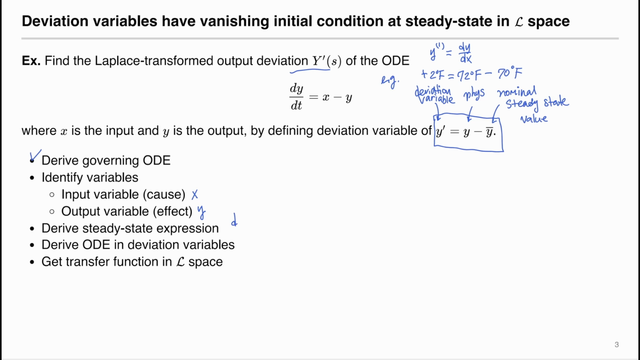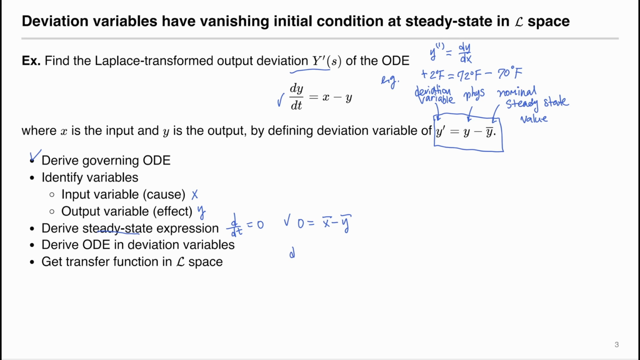So at steady state, all time dependence goes to 0, and therefore dy/dt equals 0. So we have 0 equals x minus y. And because it is a steady state, all variables will be at nominal steady state values, so we will have x bar and y bar. Then we can derive the ordinary differential equation in deviation variable by subtracting these two equations.